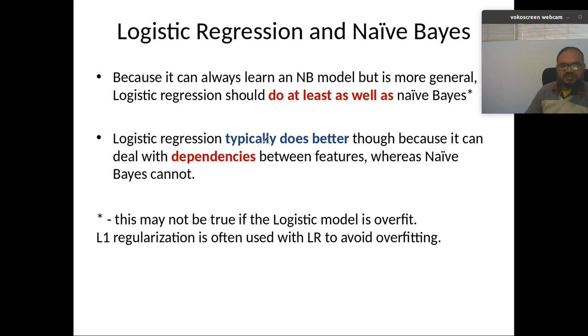So logistic regression typically does better, though, because it can deal with dependencies between features, whereas naive Bayes cannot deal with dependencies between features.